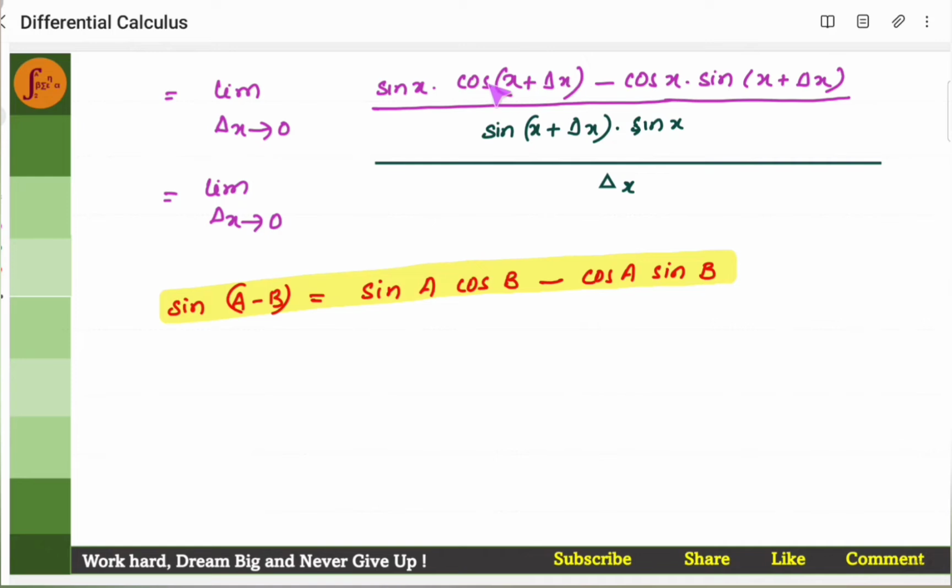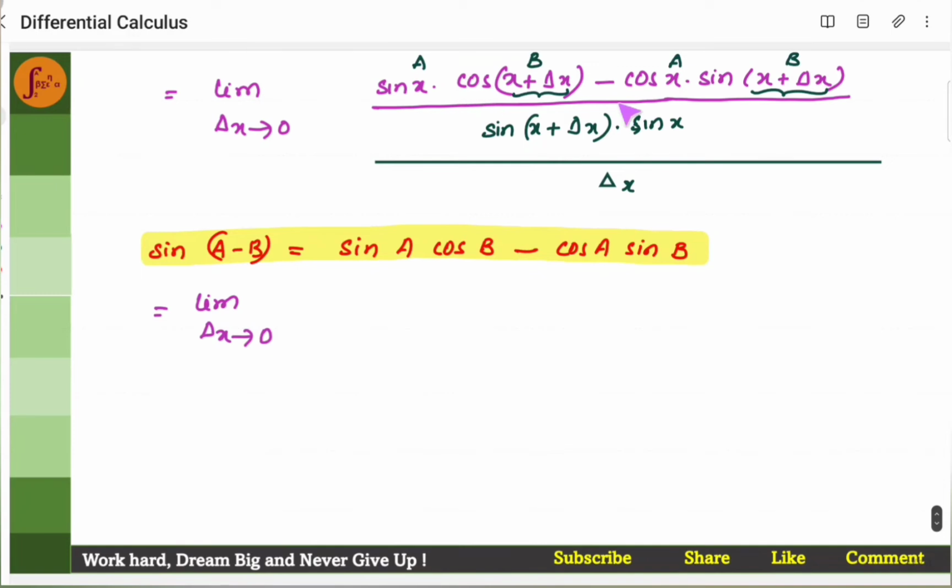Now if you observe, this is of the form sin of a minus b, the compound angle formula, where x is a and x plus delta x is b, right? This is of the form sin a cos b minus cos a sin b, which is nothing but sin of a minus b. So if I substitute this, I'll get sin of a minus b. A is x, b is x plus delta x. Since it is a minus b, it's x minus x minus delta x. x and x will get cancelled. Now let me write the rest.